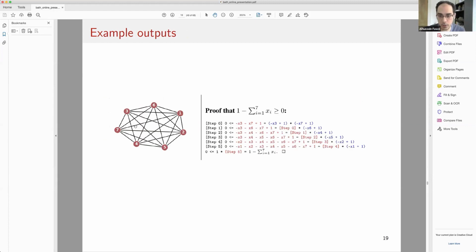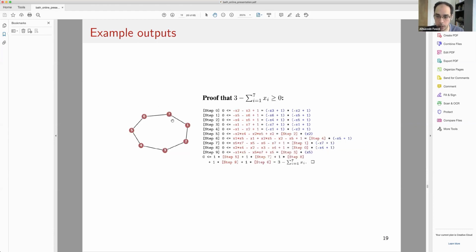Okay. So this is the output of the agent when you query it on the complete graph of size 7. Then you get what's expected, in the sense that you start with the polynomial 1 minus x7, 1 minus x3 minus x7 is non-negative, and then you multiply it by 1 minus x6 to get a new non-negative polynomial, and then you multiply it again by 1 minus x4, and you do it sequentially until you get that 1 minus sum of xi is non-negative, which is really the human proof, the proof that one would expect from using this proof system.